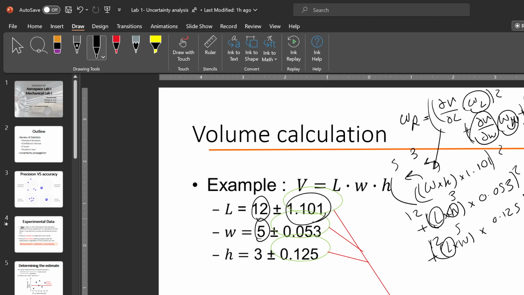Yes. So just to clarify, the equation that we just worked through, that's to solve for the final uncertainty of the final value? Yes, that's right. Okay.